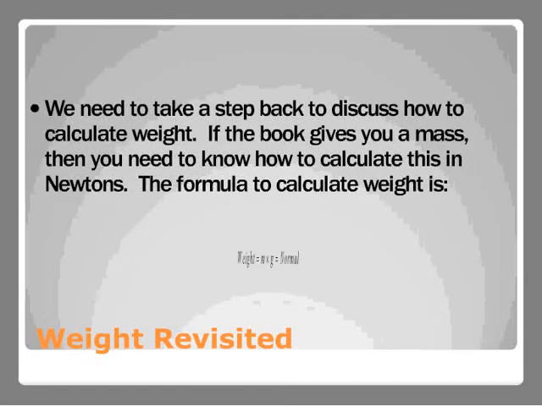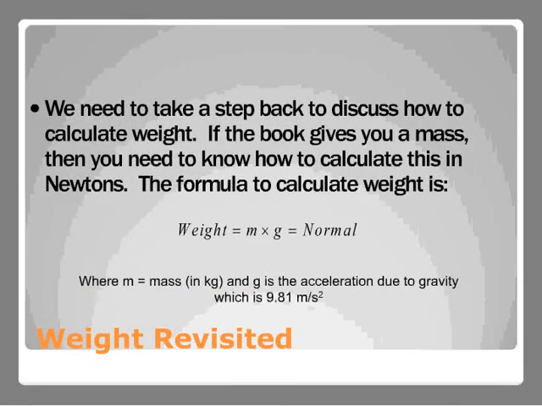Now I need to take a step back to discuss how to calculate weight. The book gives you mass, then you need to calculate the weight in newtons. Weight equals mass times the acceleration due to gravity. And gravity in this case is 9.81 meters per second squared, or in English units, 32.2 feet per second squared. Now, on a flat surface, this is the normal force. But what you'll see when you watch some other videos is that the normal force will change on an inclined plane.